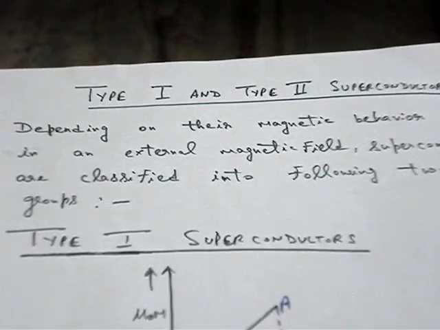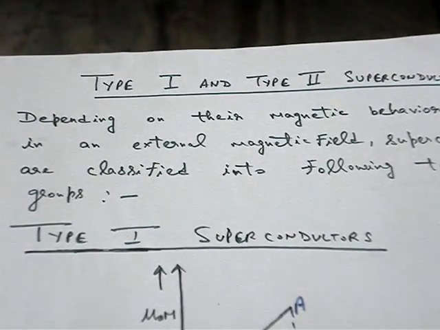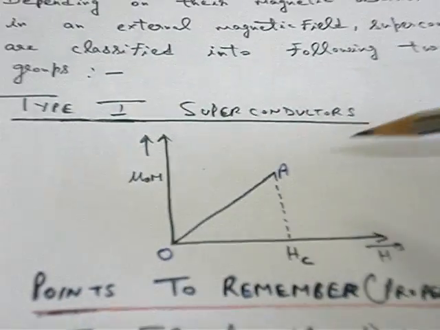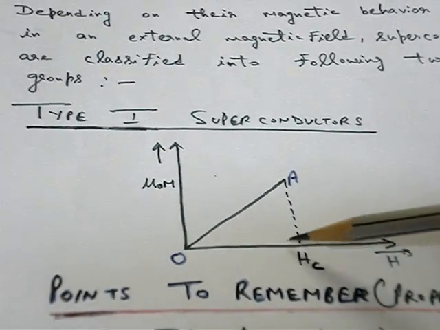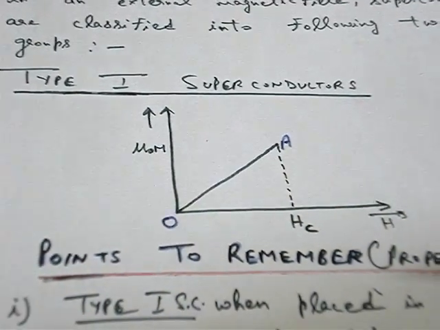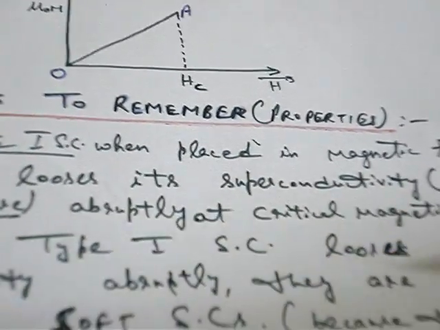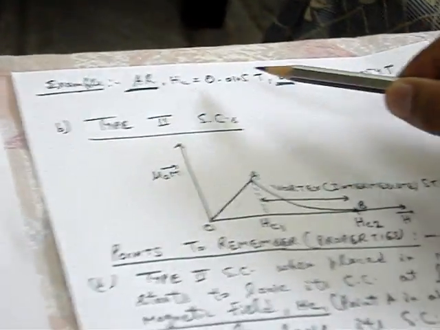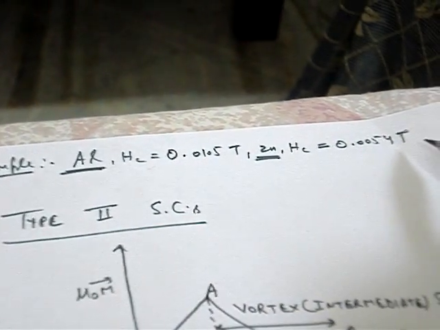Now type 1 और type 2 superconductors basically दो तरह के superconductors होते हैं. Type 1 superconductors वो superconductors हैं जो अपनी superconductivity easily lose करते हैं critical magnetic field पर. क्योंकि वो easily superconductivity lose करते हैं, इसलिए उनको हम soft superconductor भी बोलते हैं और Meissner effect obey करते हैं वो. Example है aluminium, zinc के लिए critical magnetic field is 0.0054 Tesla.